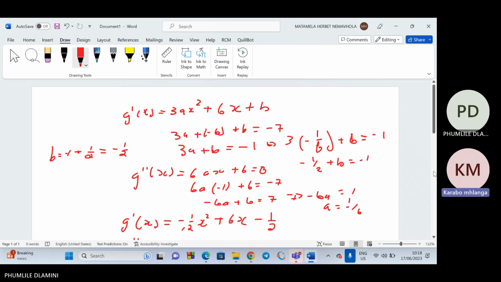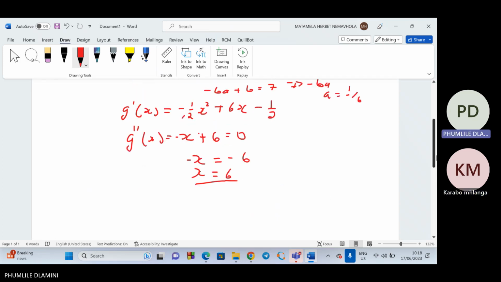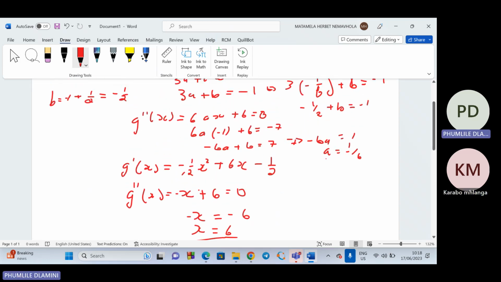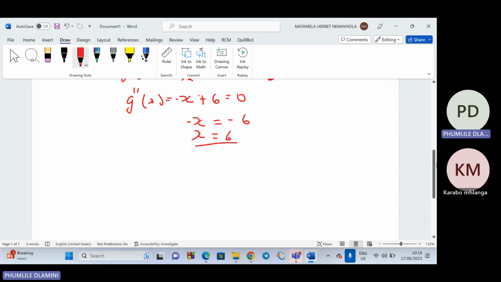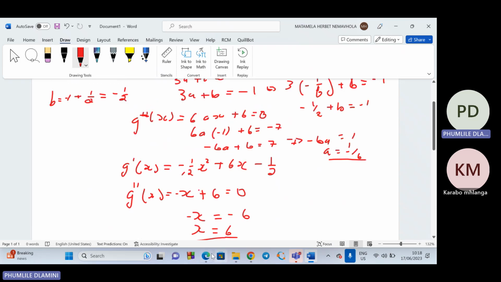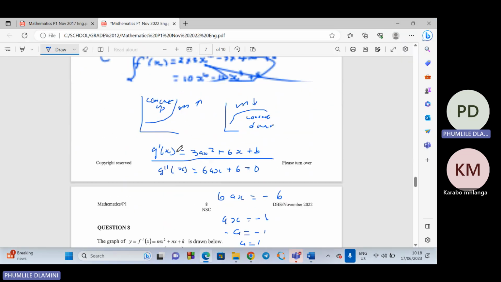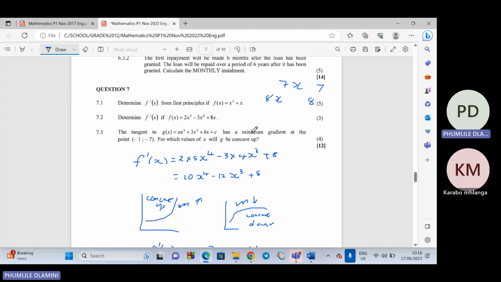But then here we find that a equals 1. The problem for me is that when I solved for a, I solved it in g prime, in the second derivative. The way they state it, they say it has a minimum gradient at the point. So the minimum gradient is at g prime of x only.